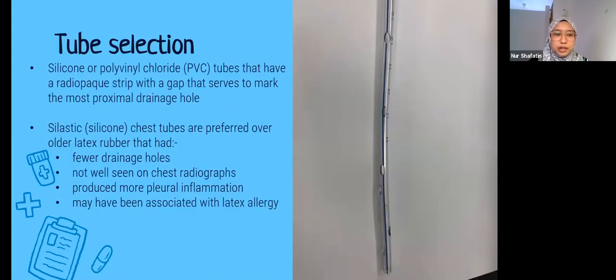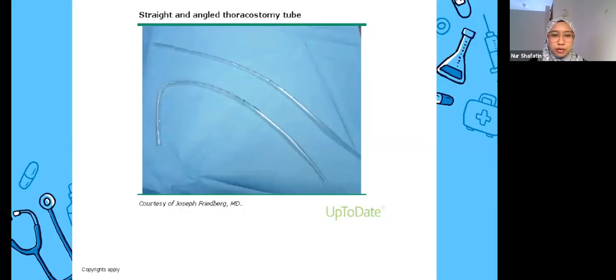For tube selection, silicone or PVC tubes have a radiopaque strip with a gap that serves to mark the most proximal drainage hole. So silicone chest tubes are preferred over older latex rubber tubes because older latex rubber tubes have fewer drainage holes, are not well seen on chest radiograph, produce more pleural inflammation, and may be associated with latex allergy. So there are straight and angled thoracostomy tubes. Angled thoracostomy tubes are often used in the surgical setting to assure placement in the posterior costophrenic sulcus.